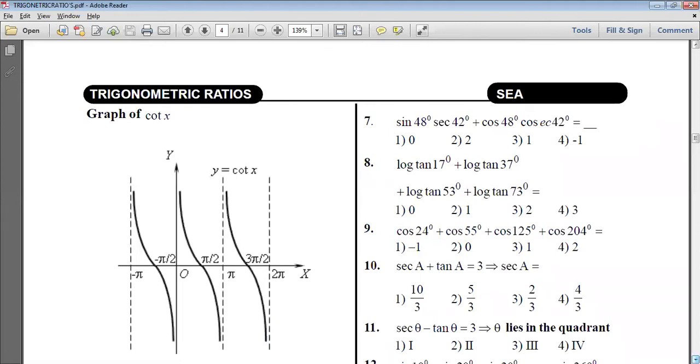Observe that log of tan 17 degree plus log of tan 37 degree plus log of tan 53 degree plus log of tan 73 degree. 0, sir. 0. Good.